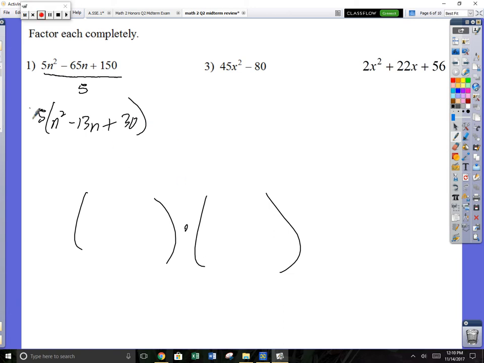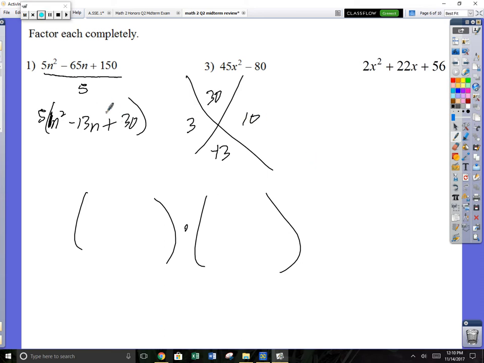Okay, now, if it starts with a 1, these are the first ones we did. They're pretty easy. So here's what you're looking for. You are looking for something that is going to times and give you the 30, but it adds to give you the middle. So it adds to give a negative 13. So you look on your factor sheet, start going through the factors of 30: 1 and 30, 2 and 15, 3 and 10, 5 and 6, and you should be drawn to a 3 and a 10.